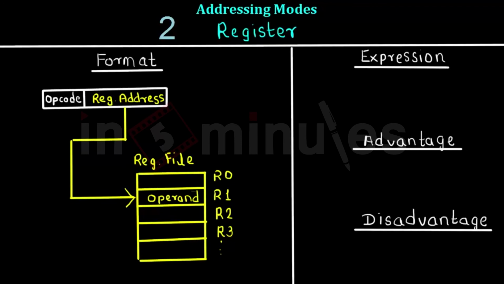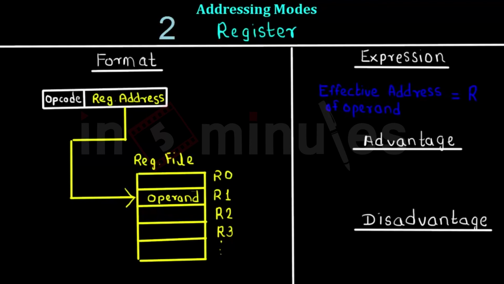So here is the execution of that mode. The register address is given. It is used in the register file to fetch the particular operand present inside a register. So for example, here the operand is present in R1 and it is used by the instruction. The expression given by the effective address of the operand is nothing but the register address from our register file.